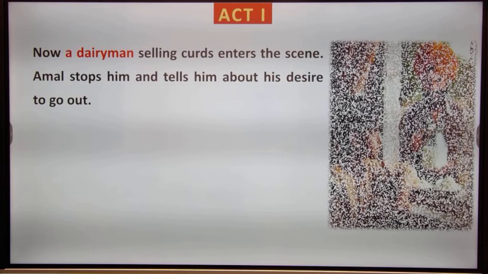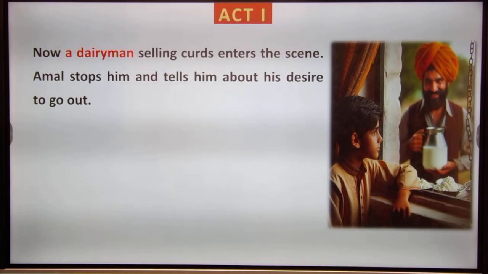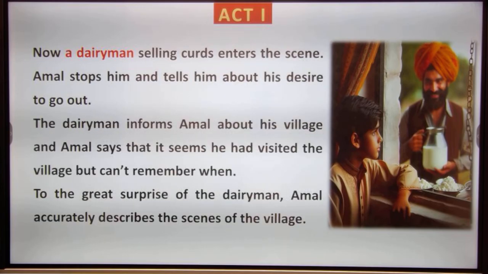The first visitor, a dairyman who is selling curds in a particular sing-song tone, enters the scene. Amal stops him. Amal is a very curious boy and tells him about his desire to go out. The dairyman first asks why he should go out. He says he should stay here and become a pandit, a learned person. And Amal says, no, I also want to go from one place to another.